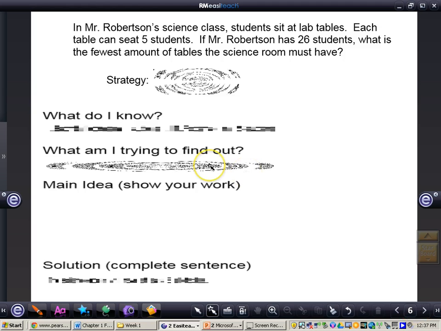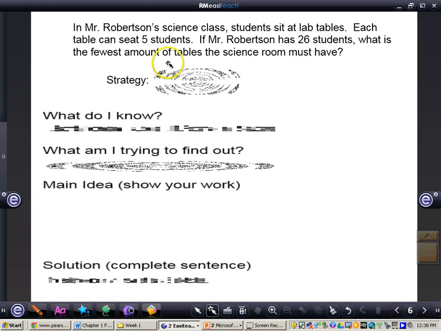Now what I'm going to do is have you do this problem at your seats with me. Okay, so you need to get out your math journal and pencil. You should probably already have that out, and we're going to go through this one together. It says Mr. Robertson's science class students sit at lab tables. Each table can seat 5 students. If Mr. Robertson has 26 students, what is the fewest amount of tables the science room must have?